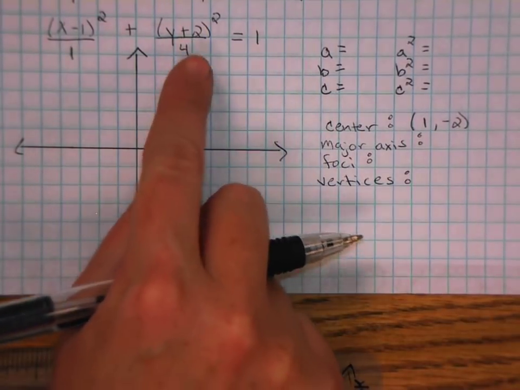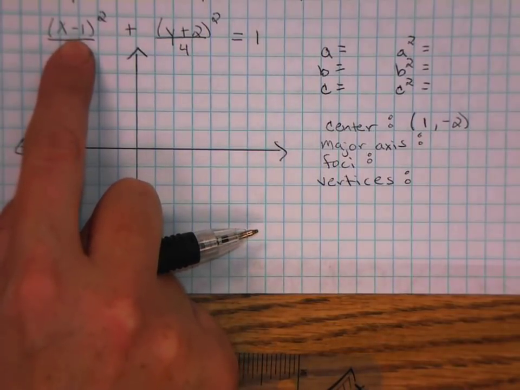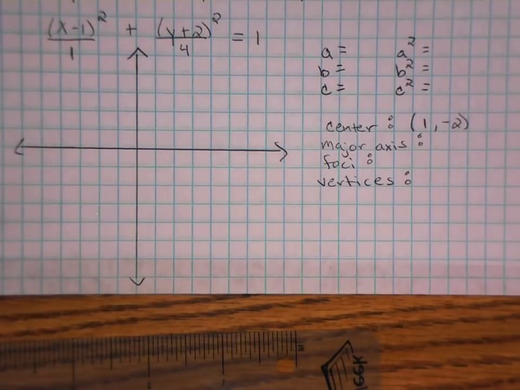Be very careful here. These may be out of order sometimes, but it doesn't mean that just the first number goes with x. It's the number that's actually added or subtracted from the x. That would be your x value for your center.